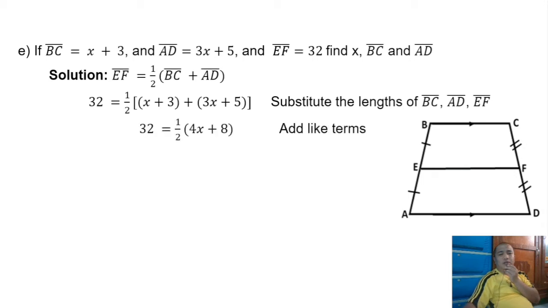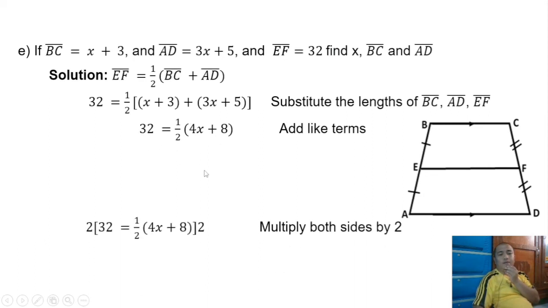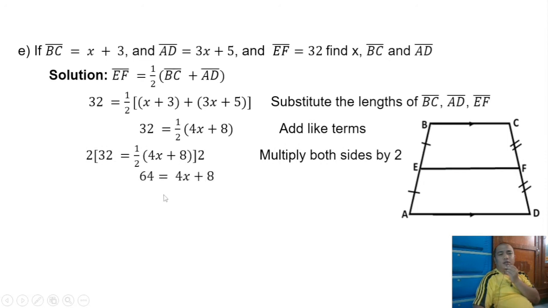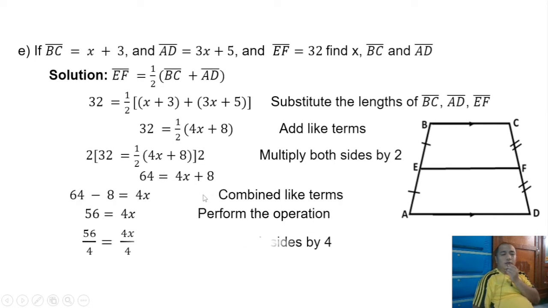Then simplify inside the bracket. x plus 3x is 4x, 3 plus 5 is 8. Then multiply both sides by 2, 64. Making 64 na yan. 64 equals 4x plus 8. Then 64 minus 8 is 56 divided by 4. 56 divided by 4 is equal to 14. Therefore, x is equal to 14.